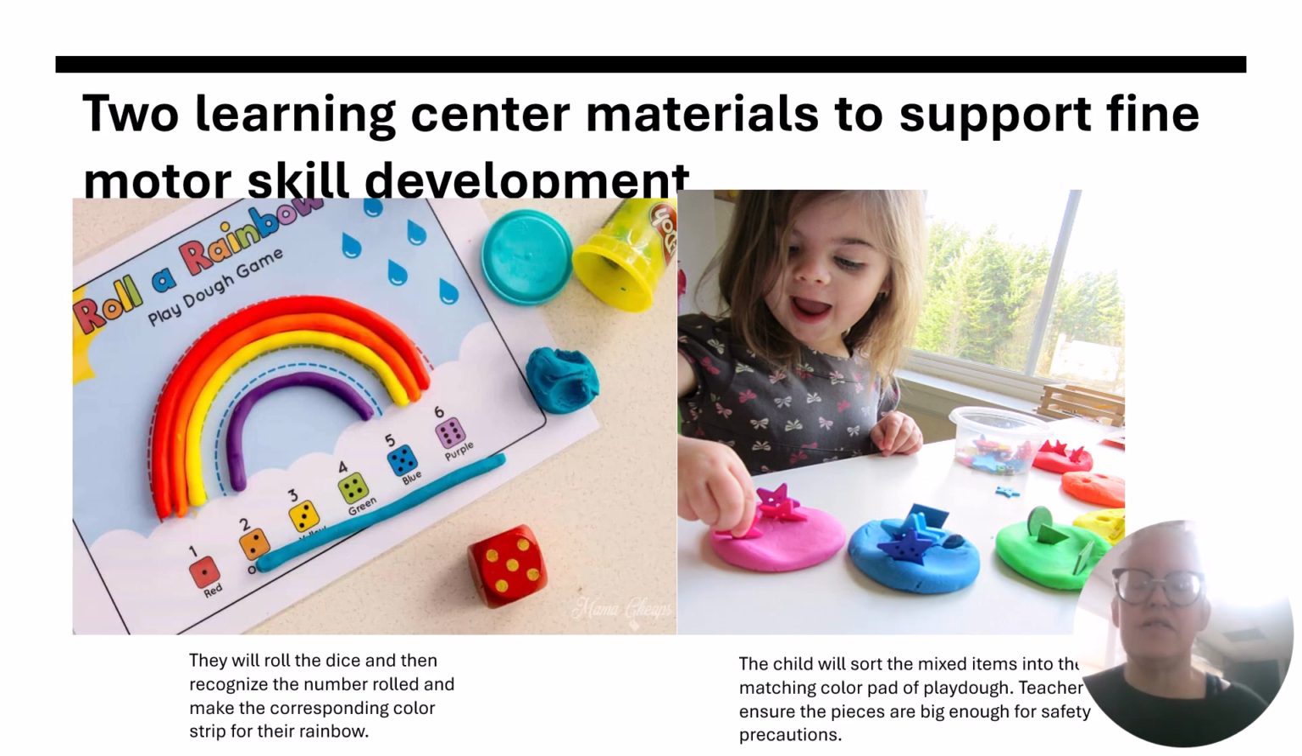Two learning center materials to support fine motor skill development. I put on there, I love roll the dice activities, so I put one in for the Play-Doh area. They would roll the dice and then choose the corresponding number with the color for the rainbow. And second, I have an area where the child would sort the mixed items with their matching color onto the color pads of Play-Doh, and you just want to make sure that the pieces are large enough for this age group so we don't have any choking hazards. But that's a good correlation between grasping, pushing, pulling.